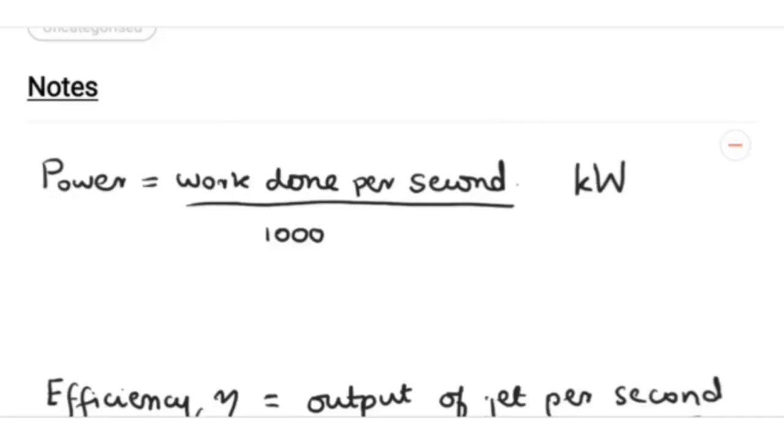Today we will solve a few numericals. Before solving numericals, we should know a few things. You can make a note of this. So first one is power. Power can be calculated using the formula: power is equal to work done per second divided by 1000. The unit will be kilowatt, that is small k capital W. We have already derived the equation for work done per second.